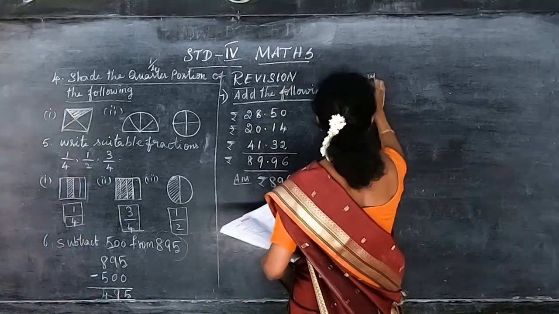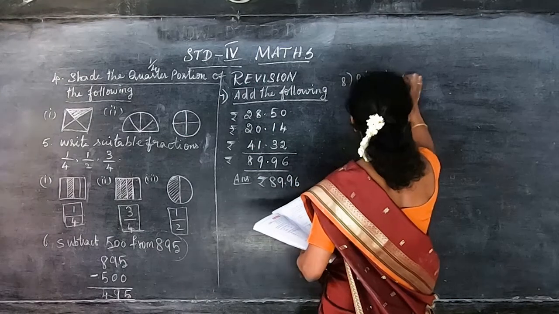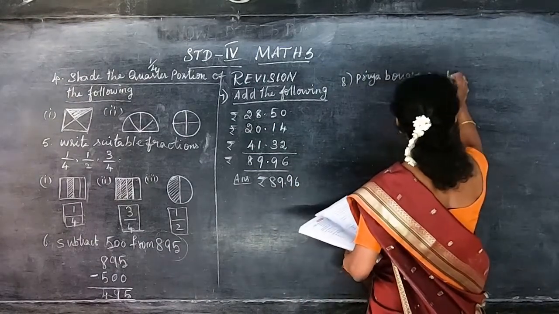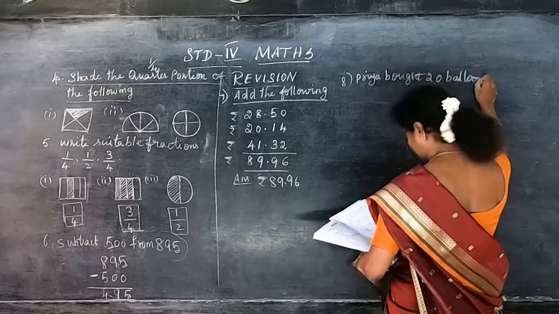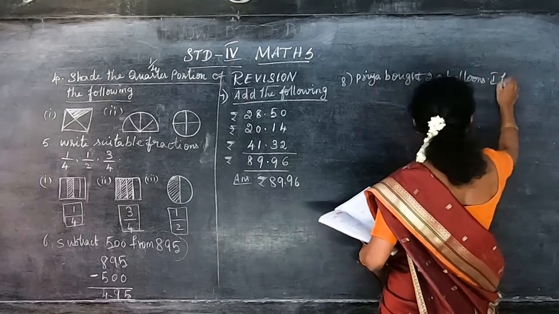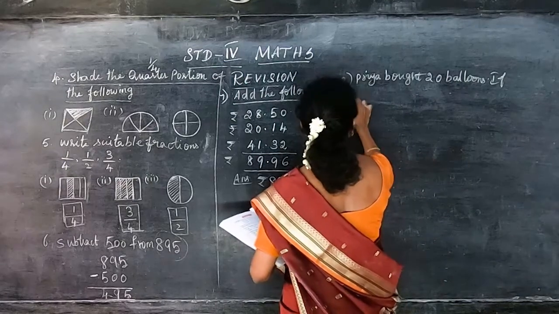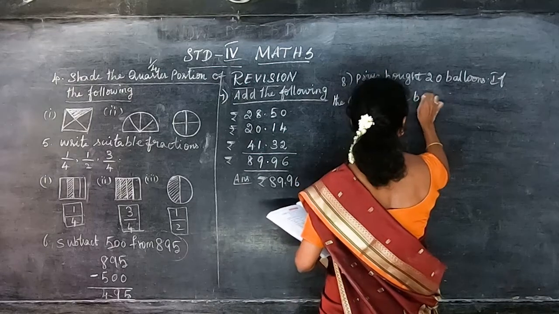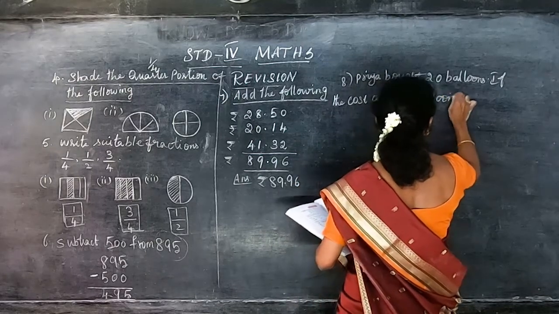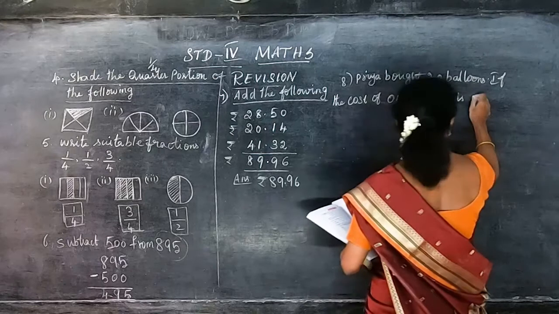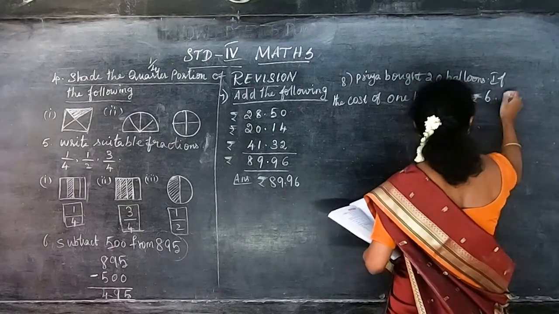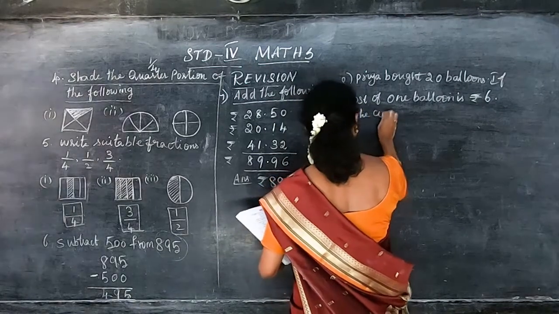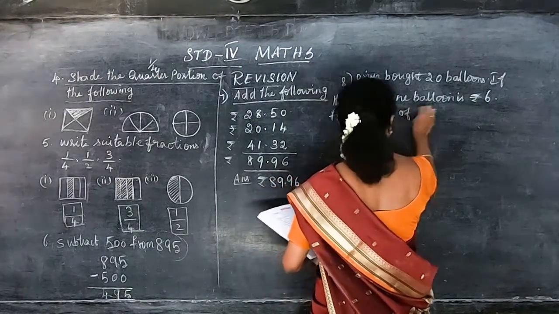Priya bought 20 balloons. How many balloons? 20 balloons. If the cost of one balloon is rupees 6, find the cost of 20 balloons.